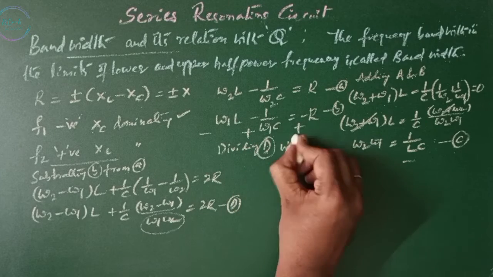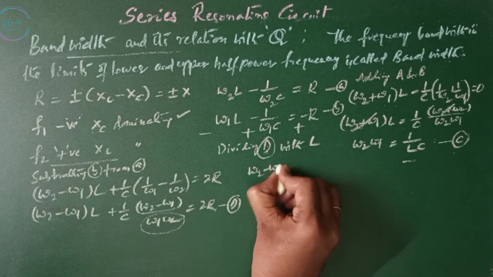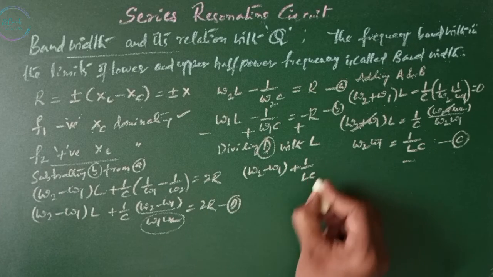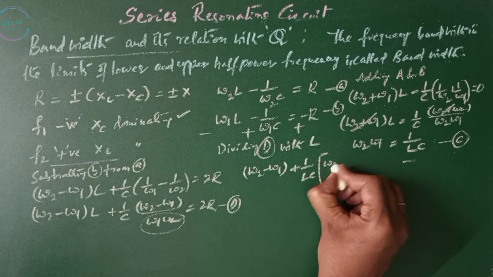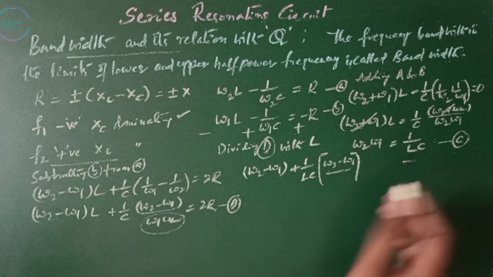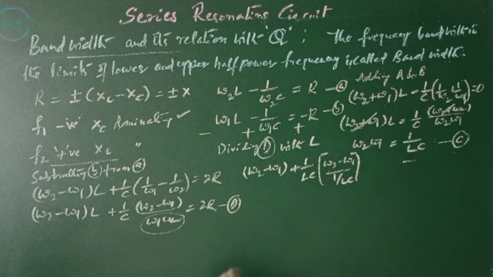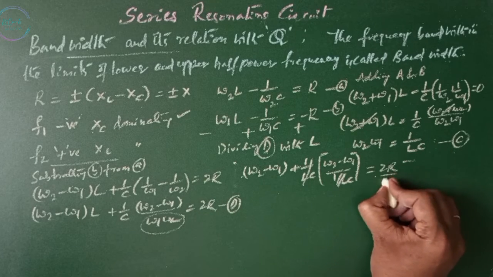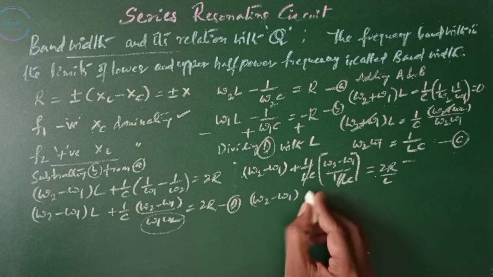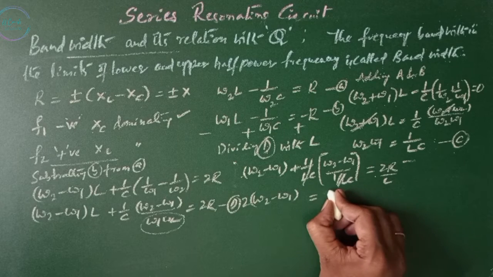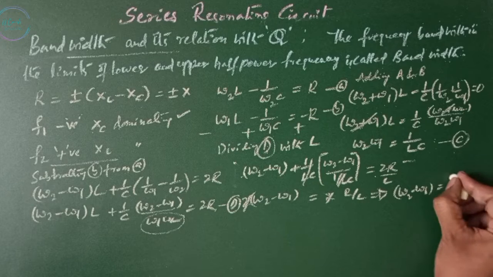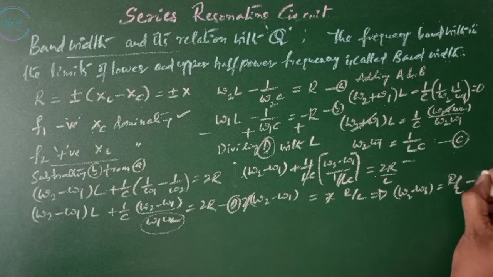Dividing D by L, (omega 2 minus omega 1), L by L gets cancelled, plus 1 by LC, and (omega 2 minus omega 1) divided by omega 1 omega 2, which is nothing but 1 by LC, equals 2R by L. Now, 2 times (omega 2 minus omega 1) is equal to 2 times R by L. Omega 2 minus omega 1 equals R by L. Let this be equation number 1.